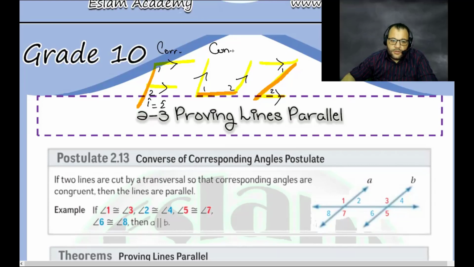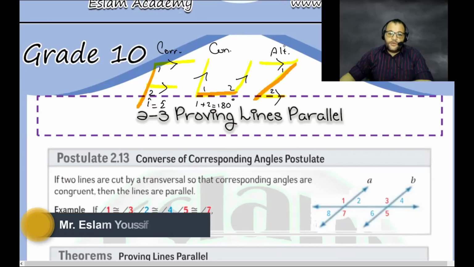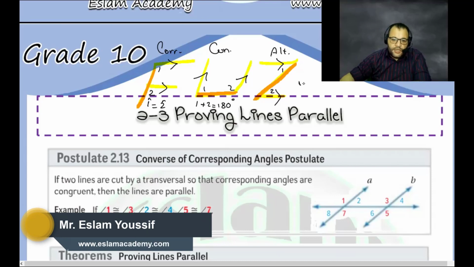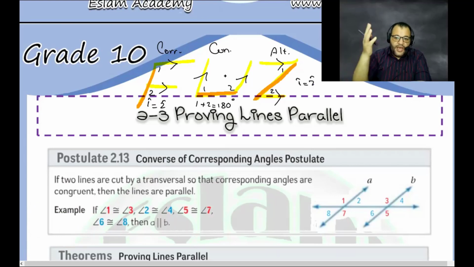Consecutive interior. So what is the relation between 1 and 2? Their sum is 180. Supplementary. What is the name of this one? Alternate interior. If they are alternate interior or exterior, we can say that angle 1 is equal to angle 2. Okay, so that is the three relations. If we have parallel lines, we have the three cases: corresponding, consecutive, and alternate. If we have one of these cases, then we have parallel lines.